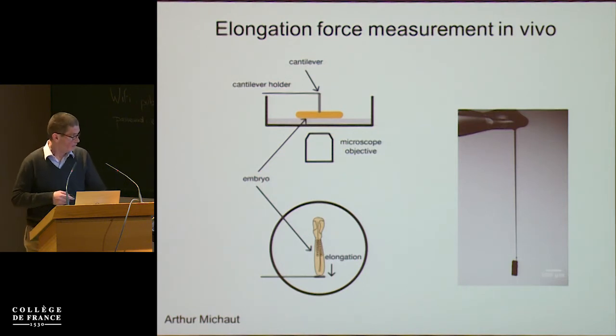And so what Arthur did is to design a system of cantilevers, where he took a very thin glass rod and hooked it to a small piece of aluminum foil. And then he measured the stiffness of these cantilevers. And he developed a system where he could image embryos on the stage of a microscope with the cantilever in place. And he inserted the cantilever at different positions to measure the force generated by the push of the embryo.